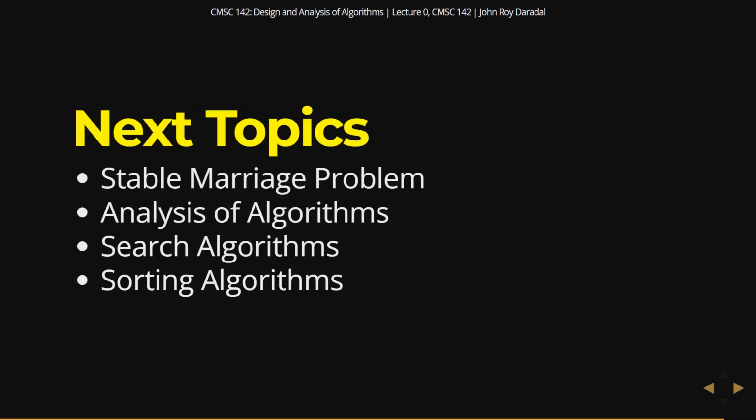Okay, so we'll stop here for now. I've introduced you to algorithms, how to design them, and how to analyze them. So we'll stop here for the introduction, and for the next topics we'll be talking about a problem called the stable marriage problem, and then how to analyze algorithms, and then we'll look at search algorithms and sorting algorithms.